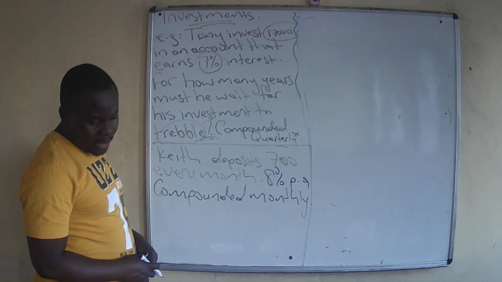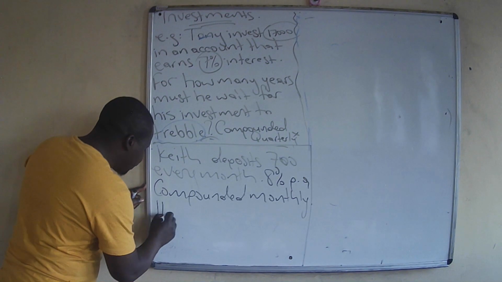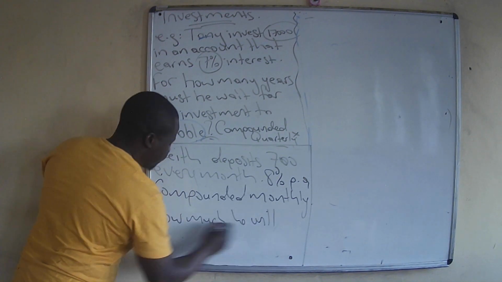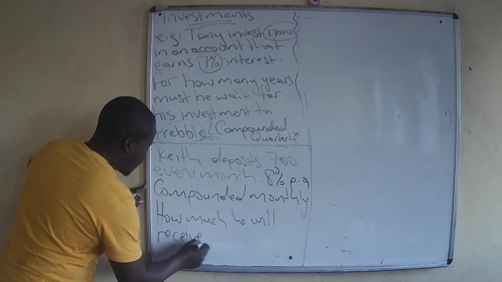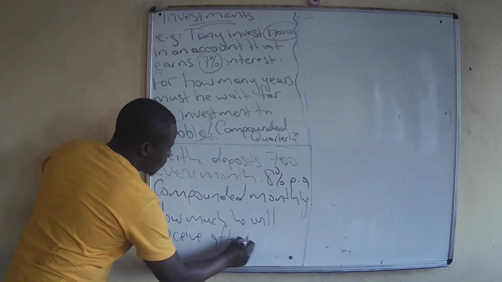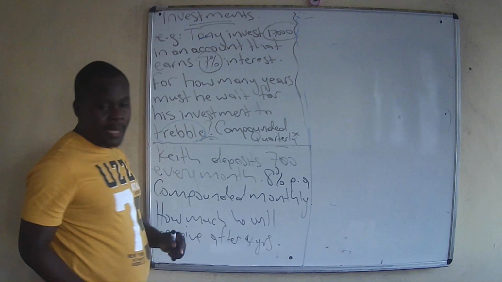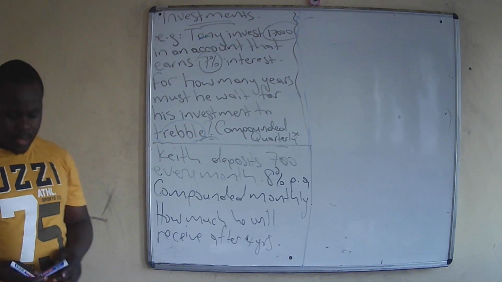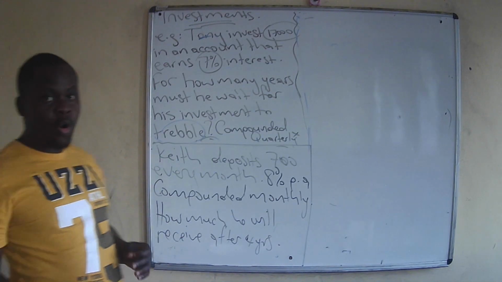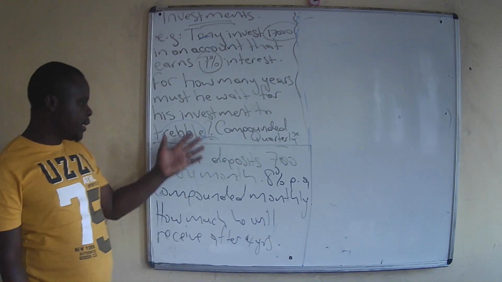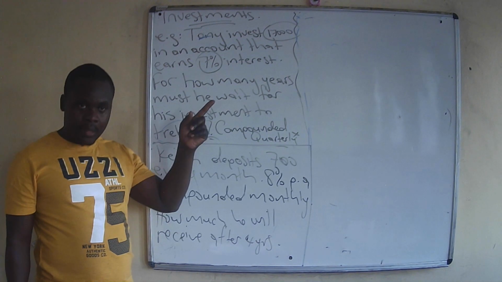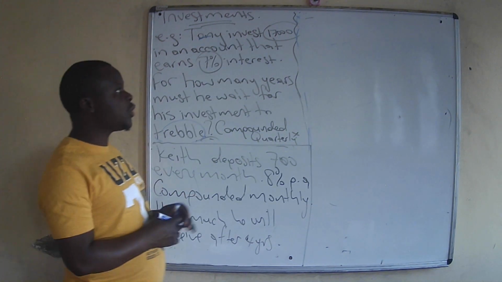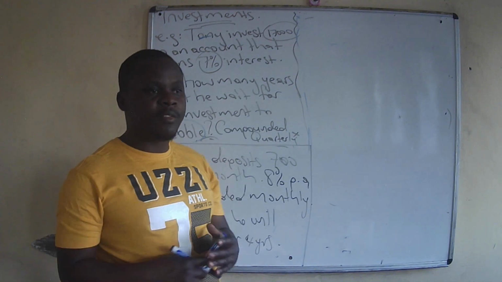So we want to understand how much he will receive after 4 years. How much is he going to receive after making this kind of investment every month, doing this for 4 good years. So this is in future. The amount he is going to get is in future after 4 years, which means we shall make use of what is called a future value formula.